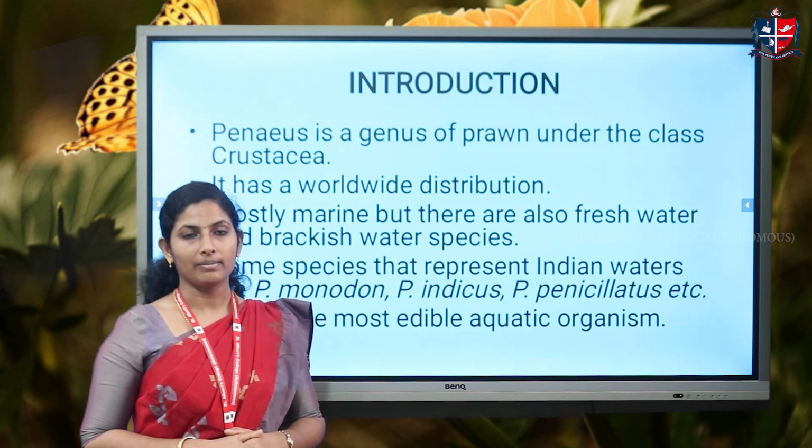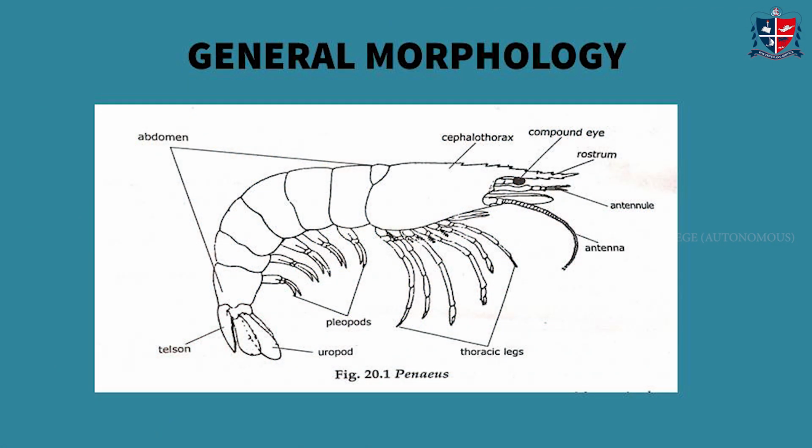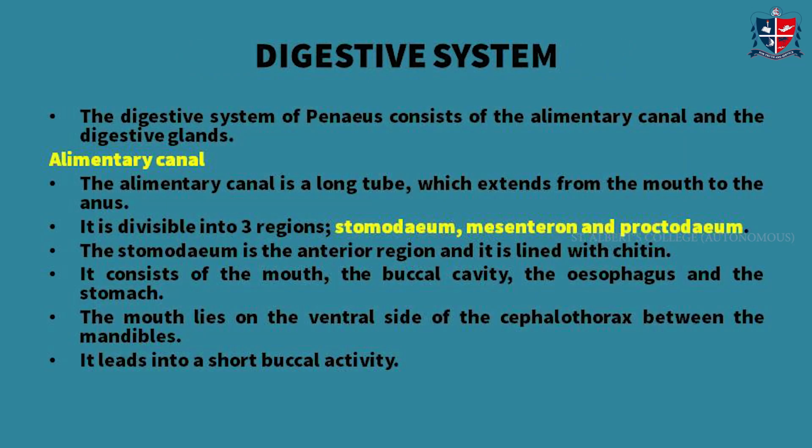Most of them are marine, but there are also freshwater and brackish water forms. It is considered one of the most edible aquatic organisms. Now, this is the general morphology of the Penaeus showing the cephalothorax, abdomen, and its appendages. Now, we look at the digestive system. The digestive system of the Penaeus consists of two parts, alimentary canal and digestive glands.